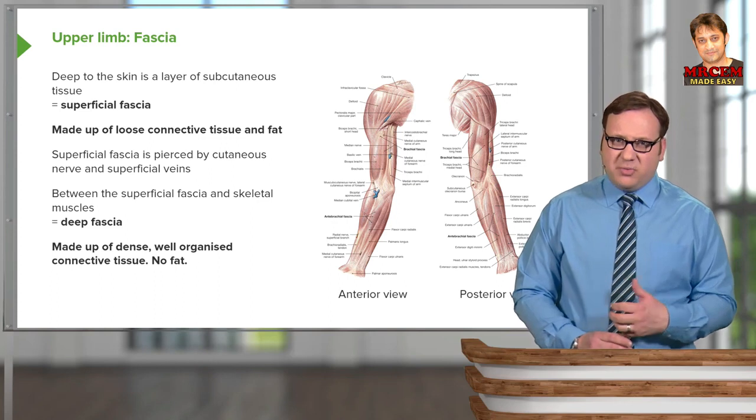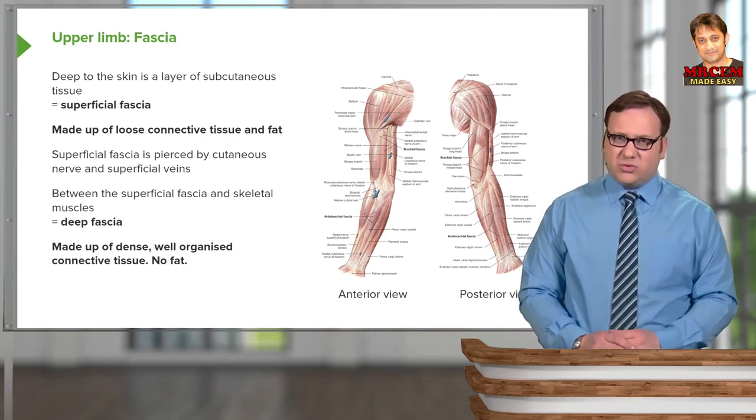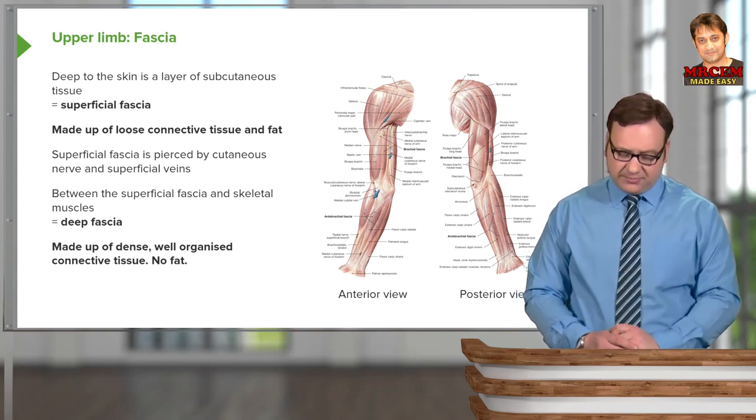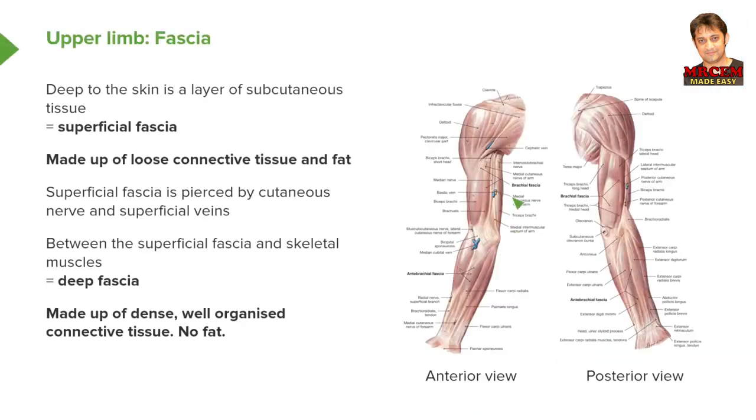Lying between the superficial fascia and the skeletal muscles, so biceps brachii for example, we have the deep fascia. And the deep fascia we can see on both this anterior and this posterior view is this white glistening membrane, and we can see that it's covering all of the muscles in the upper limb. It's made up of dense, well-organized connective tissue, and there's no fat. So this is just a membranous layer that surrounds the muscles.